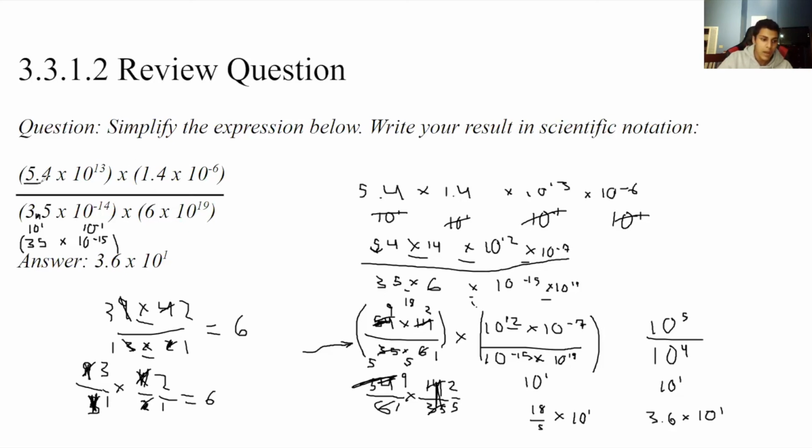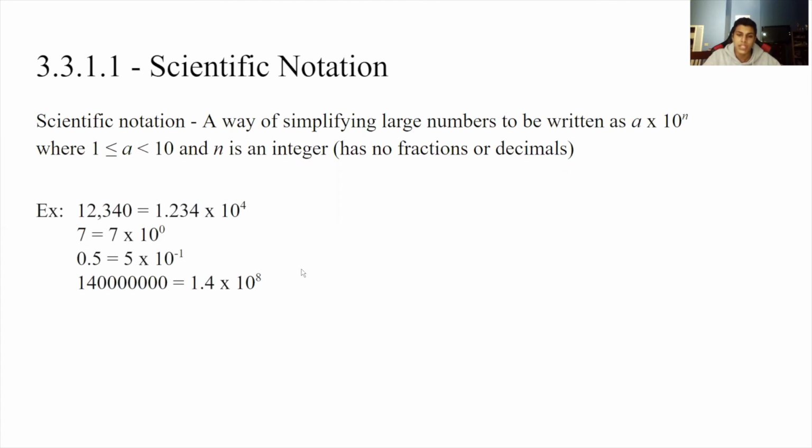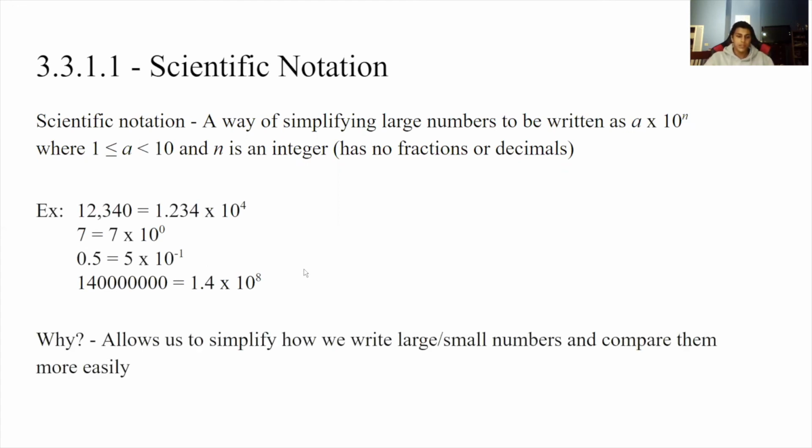That's why I brought these out of decimal form, and I really hope that was a good explanation of what I did here. All right, now to quickly review what we learned this lesson. So we learned what scientific notation is, which is when you write a number as a times 10 to the power of n, where a has to be in between 1 and 10, and n has to be an integer. These were some examples of scientific notation, and the reason why we write in scientific notation is because it allows us to simplify how we write large and small numbers, and then compare them more easily and do operations on them more easily with each other.